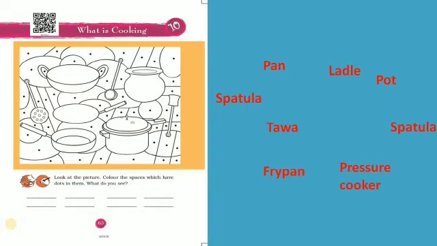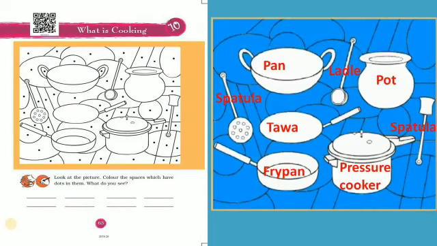Here is the question in your book. Look at the picture. Color the parts which have dots in them. What do you see? After coloring the picture, you will get these utensils: pan, pot, spatula, tawa, fry pan, pressure cooker, ladle, and again spatula. These are the utensils we use in the kitchen.